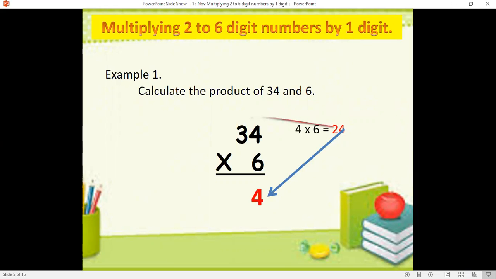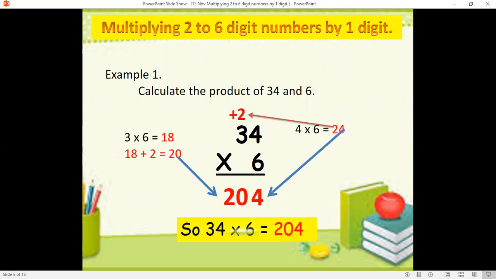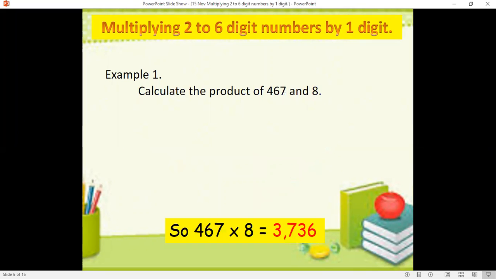Then we are going to carry 2. Then the next thing we are going to multiply is 6 times 3. Okay, so 6 times 3, which is 18, plus 2 is 20. So let's write below. So the answer or the product of 34 times 6 is 204. Okay, now another one.